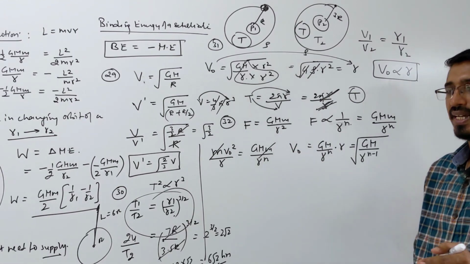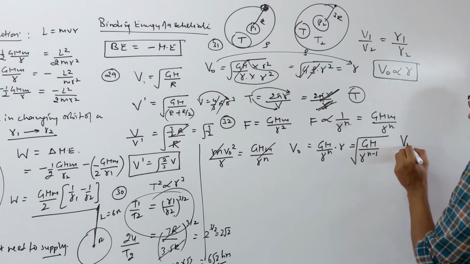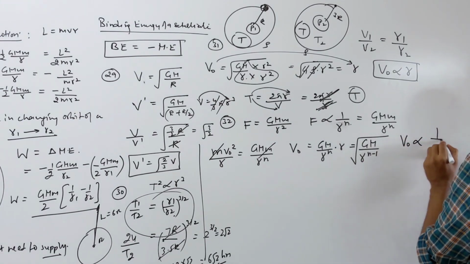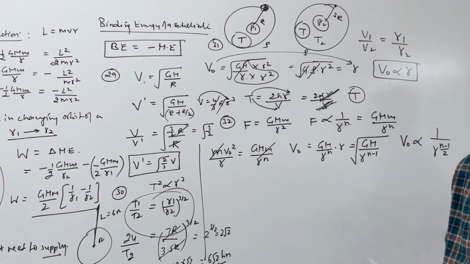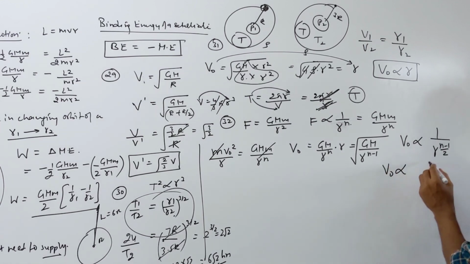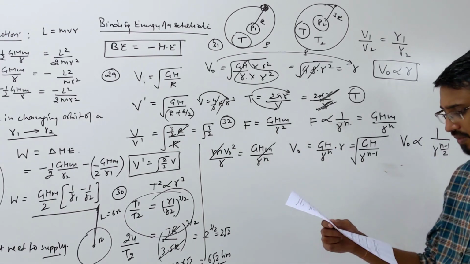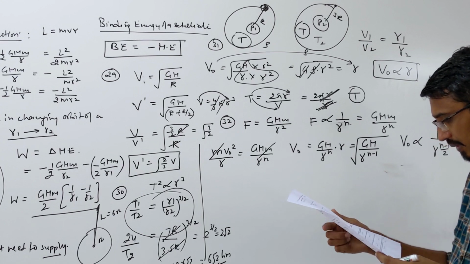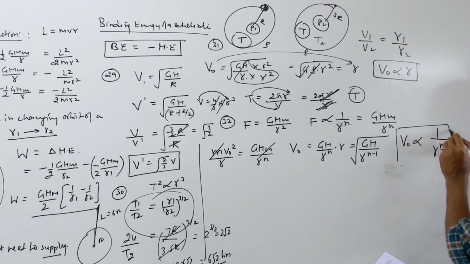So if they ask how velocity varies, this is the answer. Velocity will vary as r power n minus 1 by 2, under a root. Or they can write this answer another way, by changing this power. Let's see how the options are given. Here they are asking the time period. This is orbital velocity only, and it will vary that way.